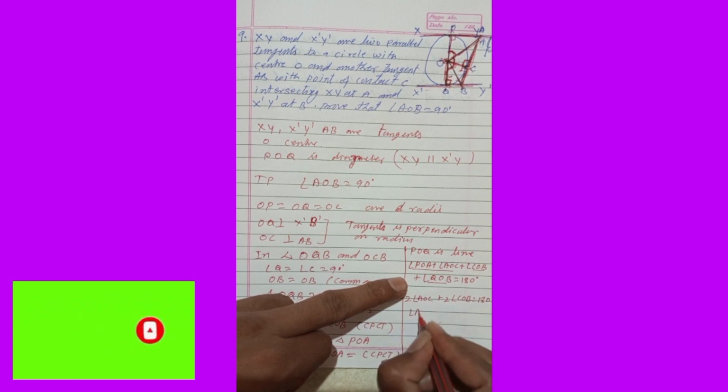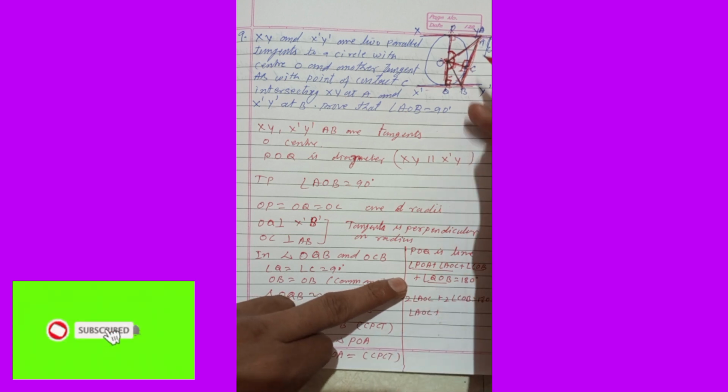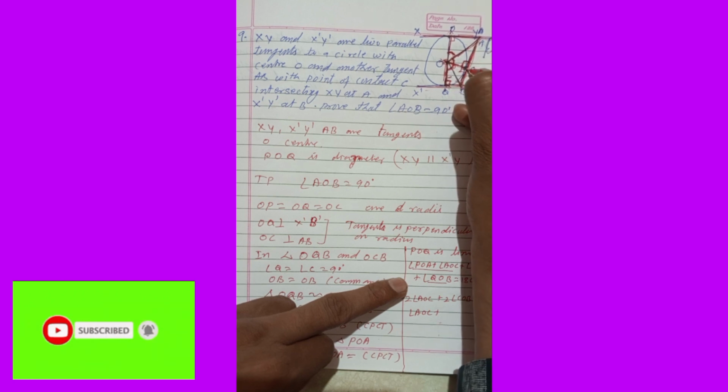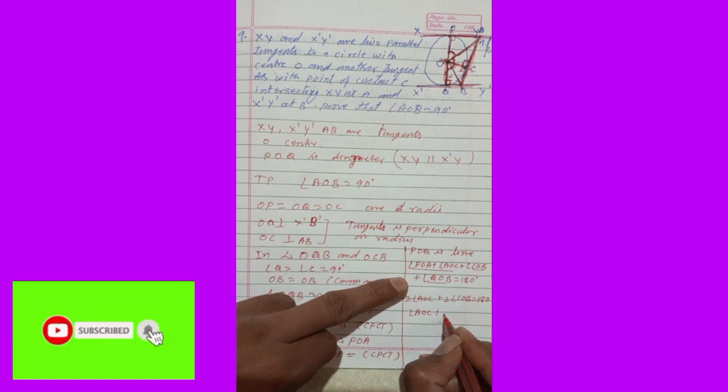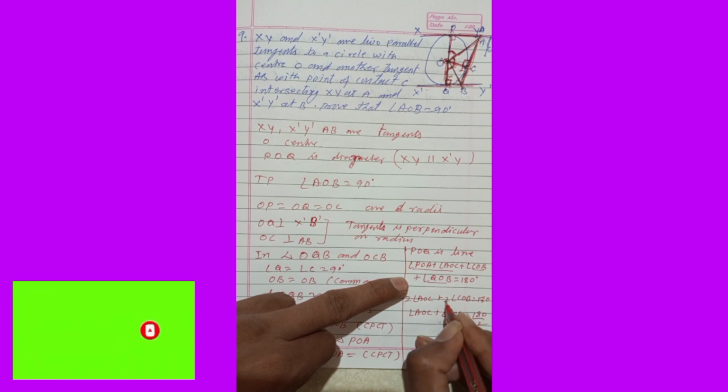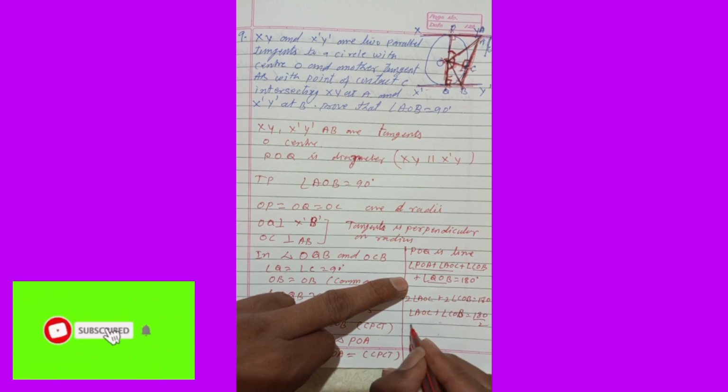Then I can write angle AOC plus angle COB. Angle COB is equal to 180 divided by 2, taking this 2 common. Then angle AOC plus angle COB is equal to 90 degree.